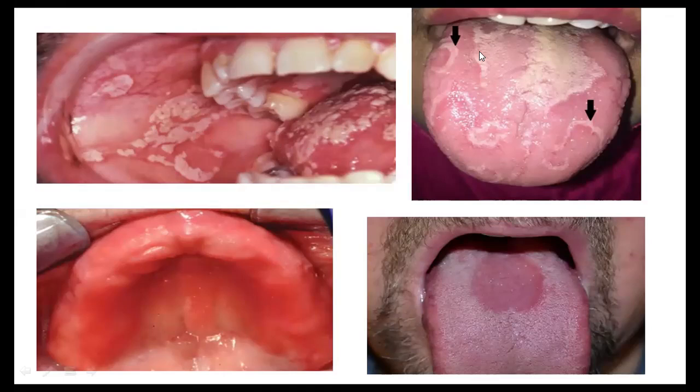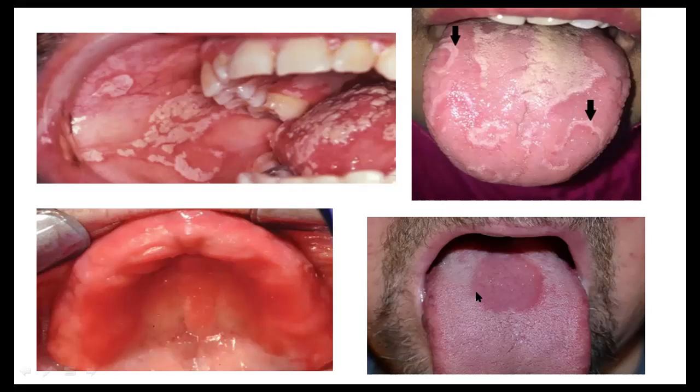This is geographic tongue, where you have these white lines that are present and areas of depapillation. Denture stomatitis: you can see how neatly the area where the denture was covering, especially where there's poor oral hygiene maintenance, the patient will develop a candidal infection under the maxillary denture.